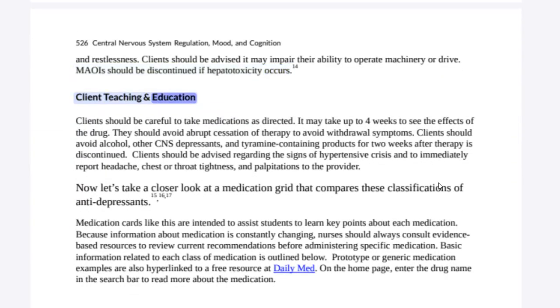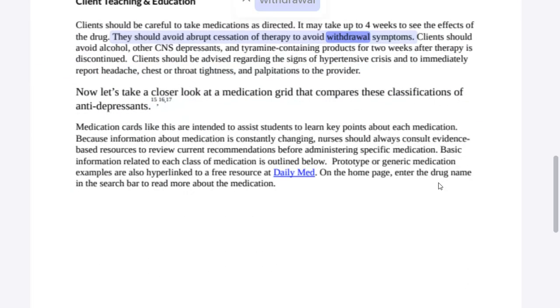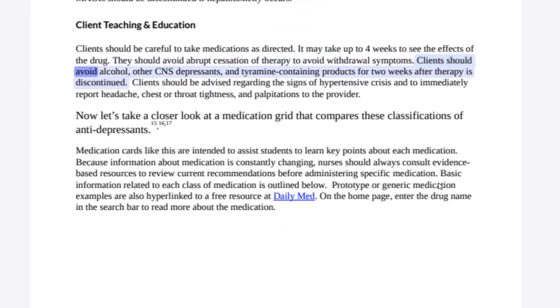Client teaching and education. Clients should be careful to take medications as directed. It may take up to 4 weeks to see the effects of the drug. They should avoid abrupt cessation of therapy to avoid withdrawal symptoms. Clients should avoid alcohol, other CNS depressants, and tyramine-containing products for 2 weeks after therapy is discontinued. Clients should be advised regarding the signs of hypertensive crisis and to immediately report headache, chest, or throat tightness, and palpitations to the provider.